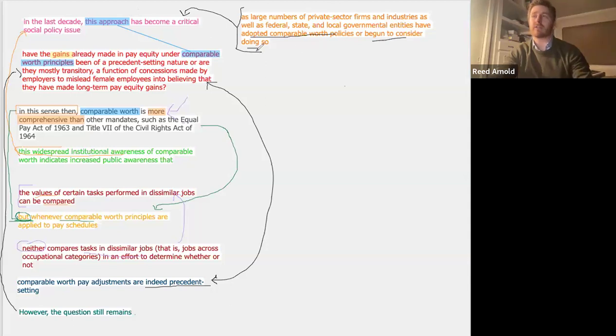Or no, then I think, sorry, excuse me. We're going to go not to that first sentence. We're going to go, I think, to this sentence. Right, all these places, because we talk about all the places that have adopted comparable worth. This widespread institutional awareness, which widespread institutional awareness? All these large firms and industries doing comparable worth. So all these firms doing that indicate public awareness that this approach has become a critical social policy issue. I'm still thinking that's maybe the flow.